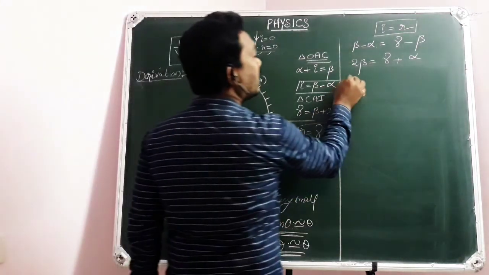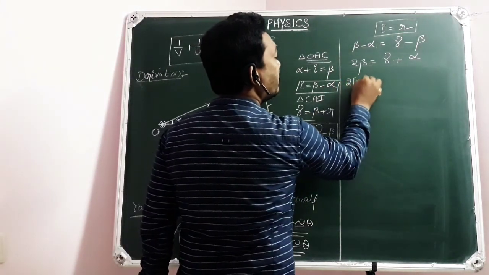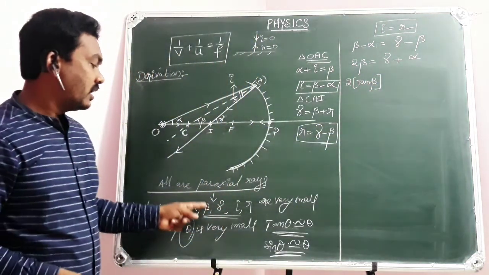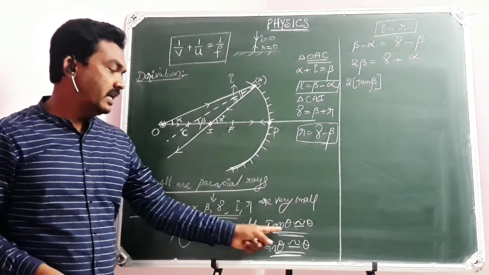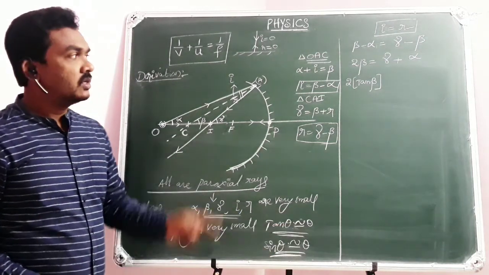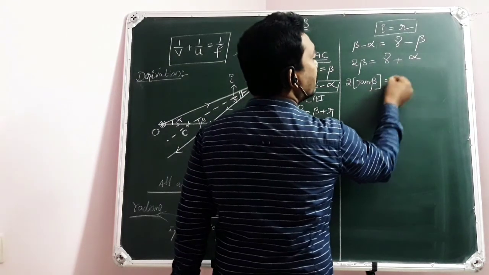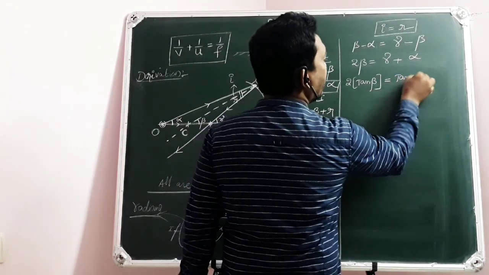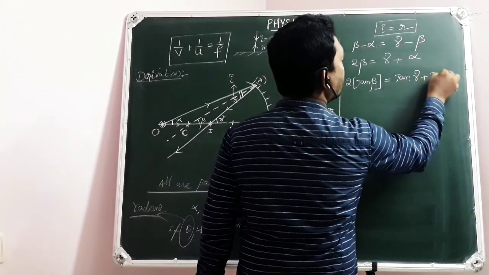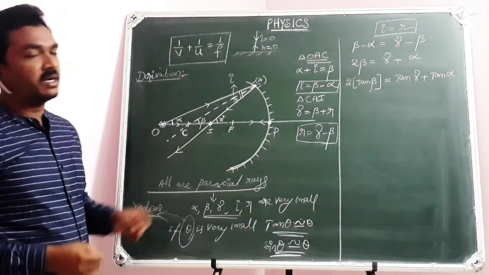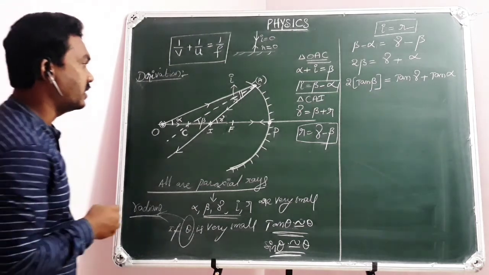Here beta I can write as tan beta, because when the light rays are paraxial, angles are very small, so tan theta can be approximated to theta. So tan beta is approximately beta, tan gamma is approximately gamma, and tan alpha is approximately alpha. Now, how to get the tan beta value?